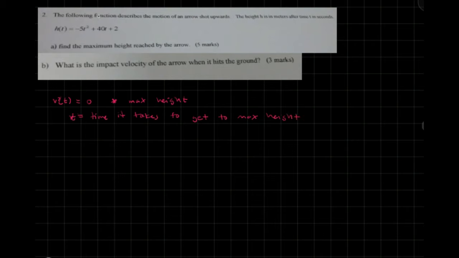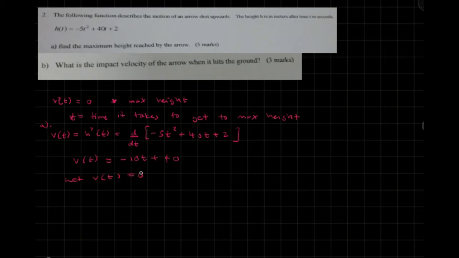So right now we have the position function. H of t is just position on the y-axis because we're basically moving up or down. If we want to find a velocity function, it's the first derivative of h of t. So h prime of t is the derivative with respect to time of negative 5t squared plus 40t plus 2. The derivative of negative 5t squared is negative 10t, plus the derivative of 40t, which is 40.